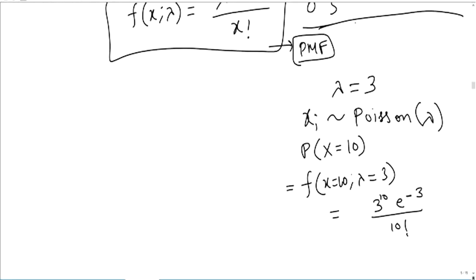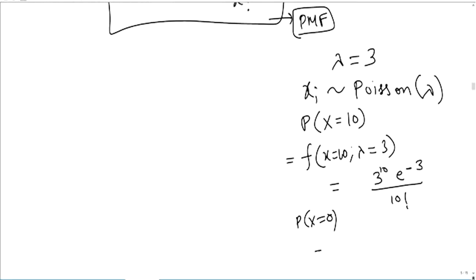Similarly, you can calculate the probability of observing, let's say, 0 road accidents on a day if the underlying rate is 3. So that would be given by, what is lambda here?